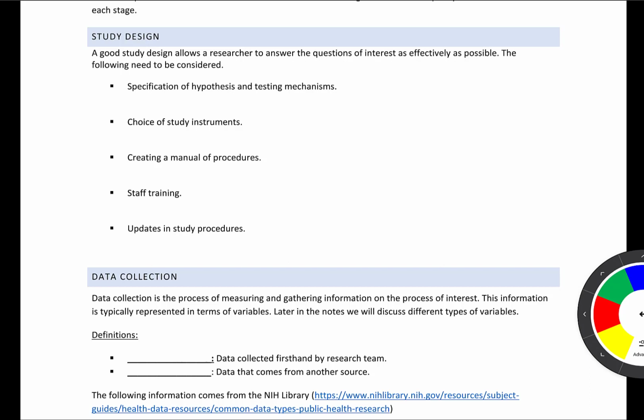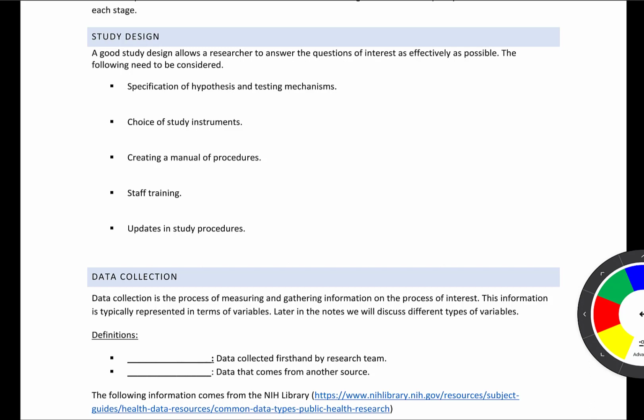You want to create a manual of procedures. This one is pretty obvious. You might have multiple people that are collecting data or working on the study. Having a manual of procedures is going to provide easy, accessible information on the data quality protocols for everybody involved. That way, no one is guessing about, for example, where data should be stored, how it should be collected, or what the timeline is. You want to have, as clearly as possible, what those procedures are so that no one is guessing along the way.